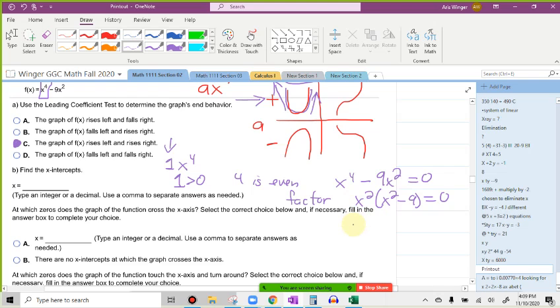And now you can keep factoring if you like. X squared minus 9 is x minus 3 times x plus 3 is equal to 0. In which case, you get x squared is equal to 0, x minus 3 is equal to 0, or x plus 3 is equal to 0. In which case, you get 0, 3, or negative 3.